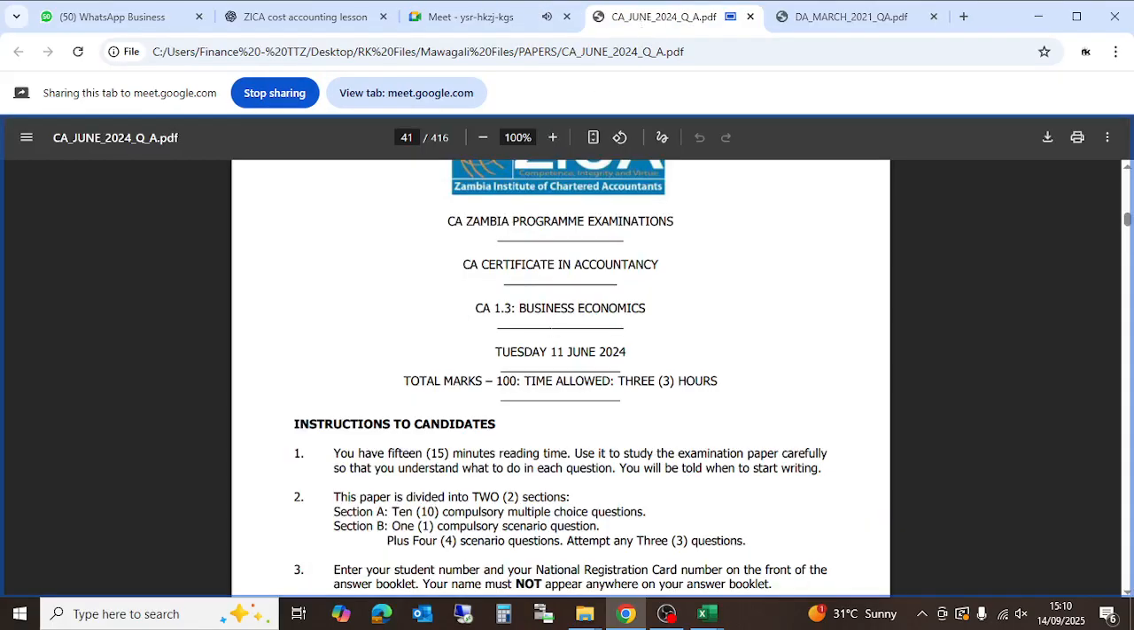Okay, so every single time you see the word economics, think about these three things: how resources are produced, distributed, and consumed.